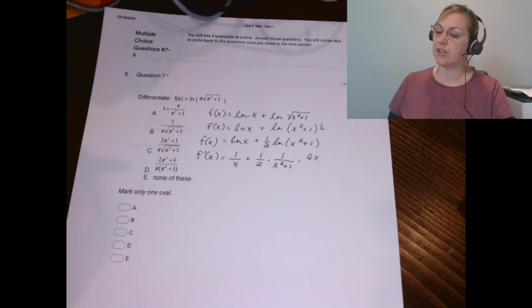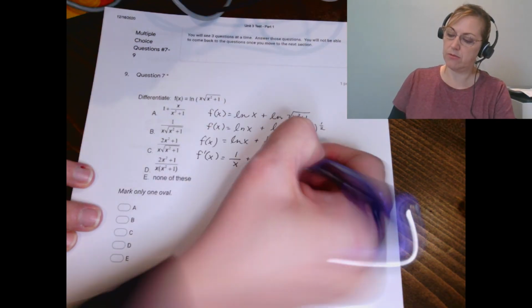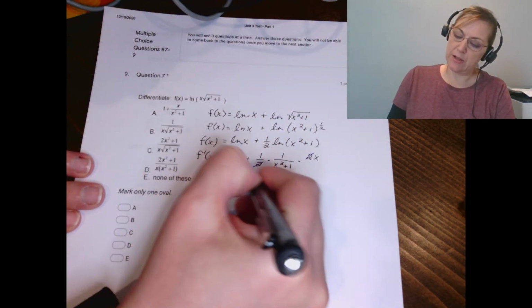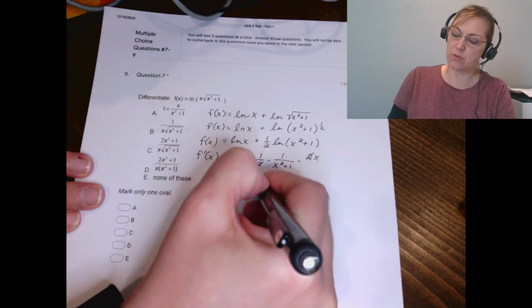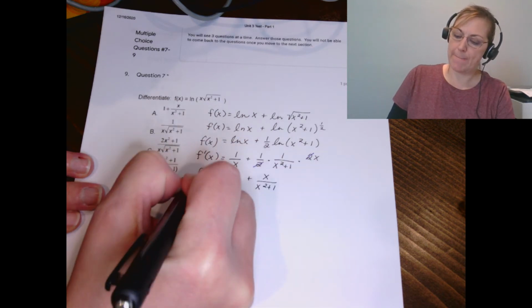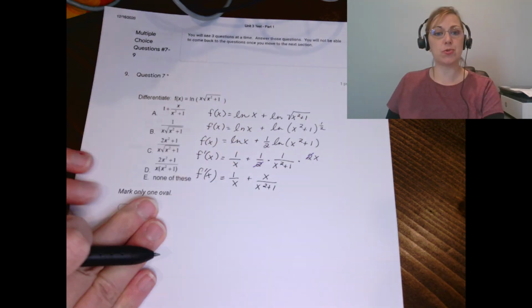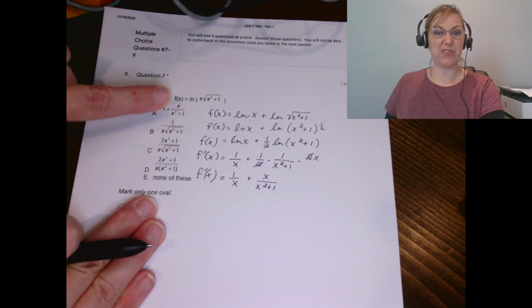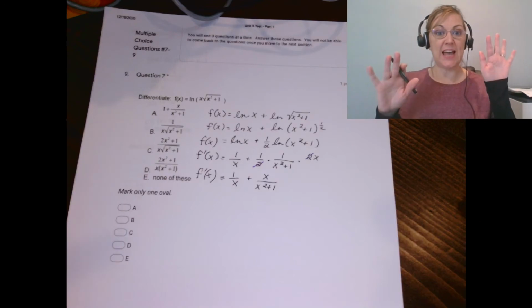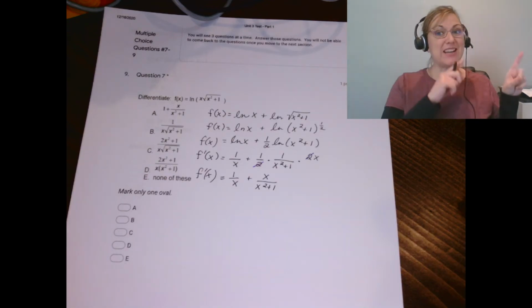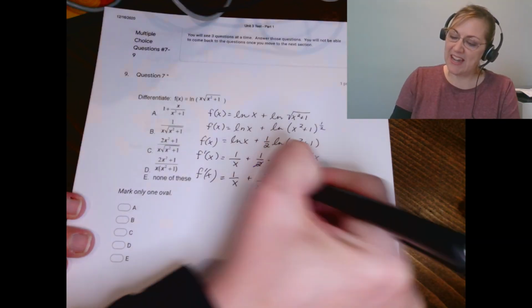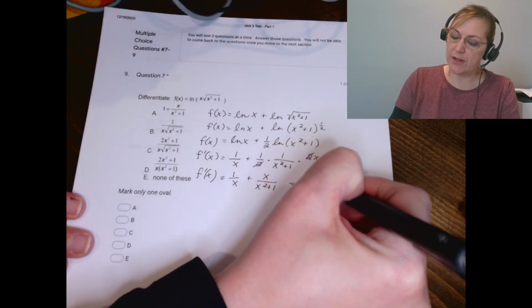Very nice for us that those 2's cancel out. And I'm left with 1 over x plus x over x squared plus 1. Now, look at your answer choices. None of them, except for the first one, is really two fractions being added. So it looks like we're going to need to make a common denominator. So think about what that common denominator would be. It would be x times x squared plus 1.